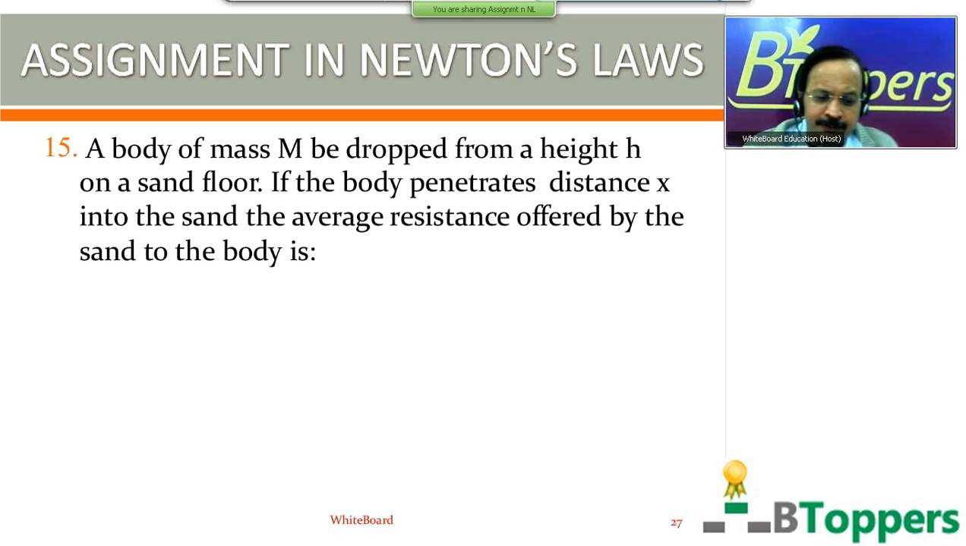So here the body first falls freely under gravity from height h. As we discussed earlier in kinematics, if the body falls freely under gravity from a height h above the floor, then the magnitude of its velocity just before it strikes the floor will be root of 2gh. That means the body begins to move in the sand starting with a velocity of root 2gh.